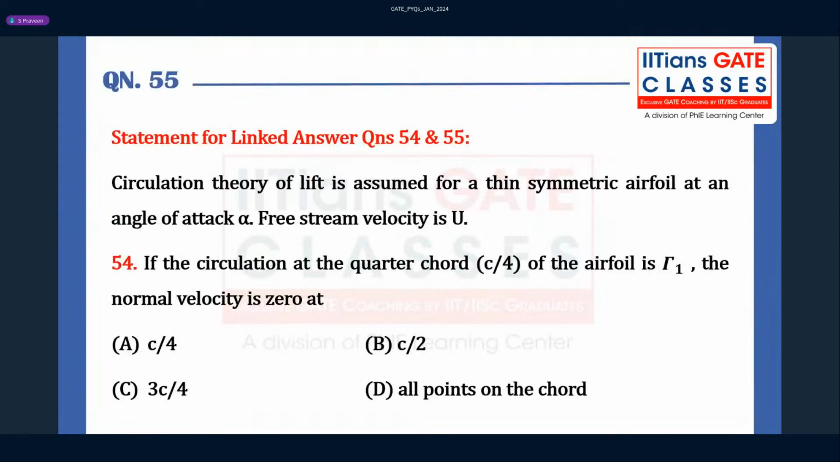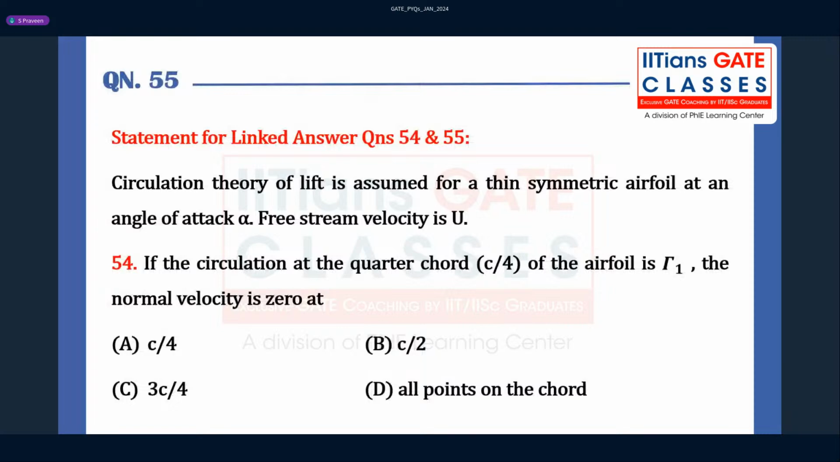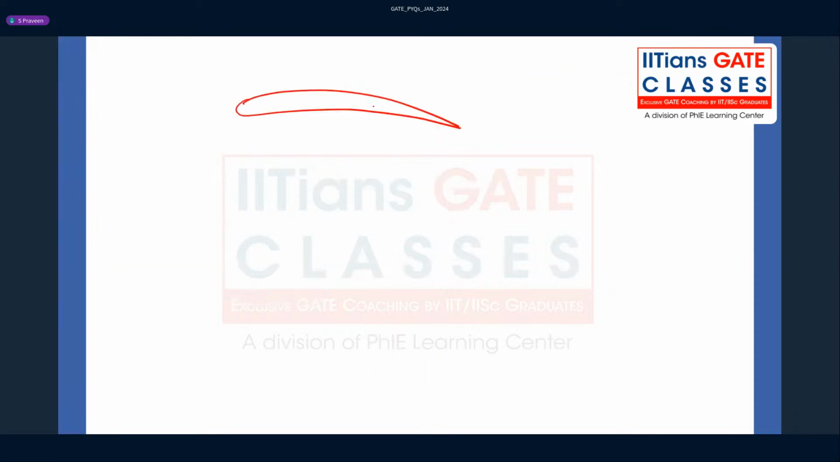So circulation theory of lift is assumed for a thin symmetric airfoil at an angle of attack alpha. The free stream velocity is U. The circulation at a quarter chord of the airfoil is gamma 1. Then the normal velocity is 0 at dash. Okay, so let's do this. So we have an airfoil. He says that lift at an angle of attack, which means my CL, you have to use this result, 2 pi alpha.